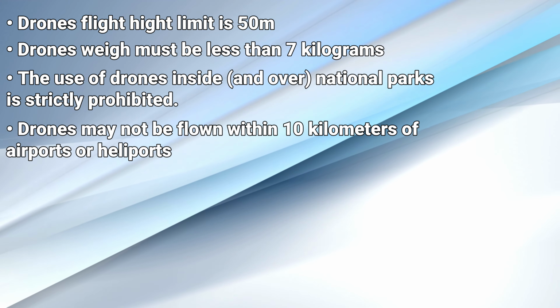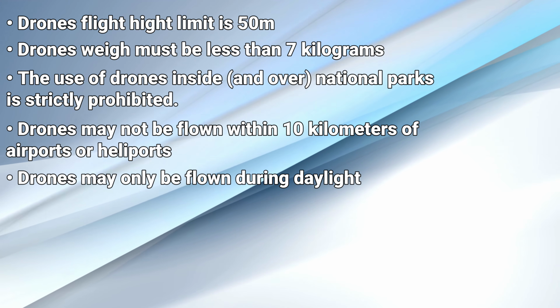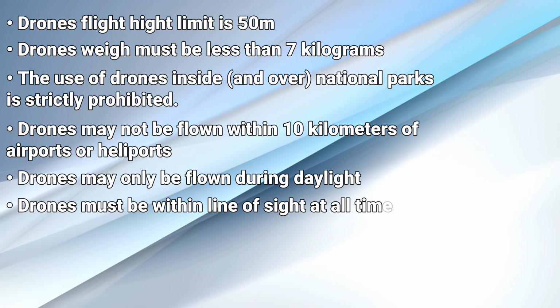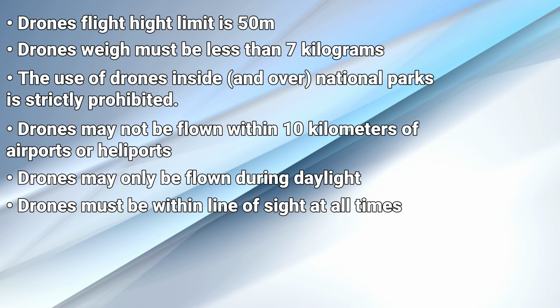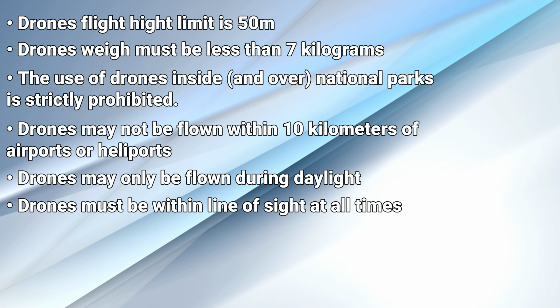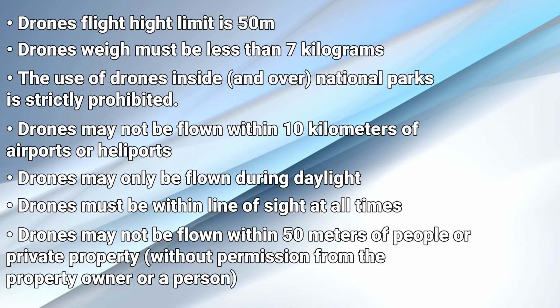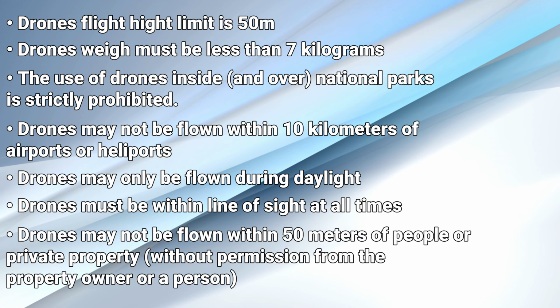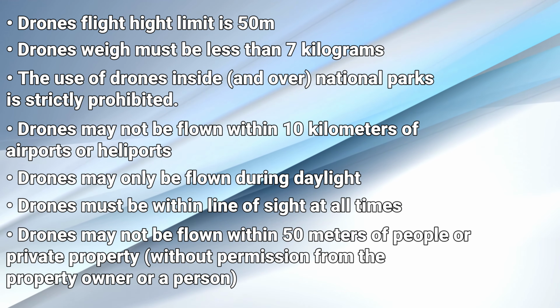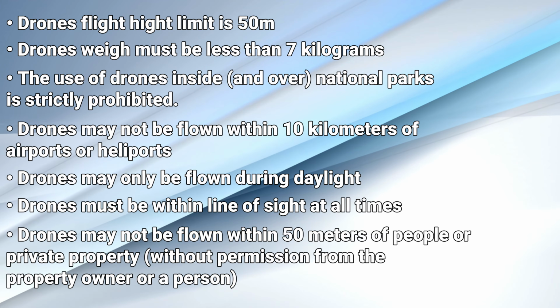You are only allowed to fly during daylight hours. You always must maintain visual line of sight with your drone when flying. And lastly, you are not allowed to fly within 50 meters of any person or private property unless you have permission from that person or from that property owner.